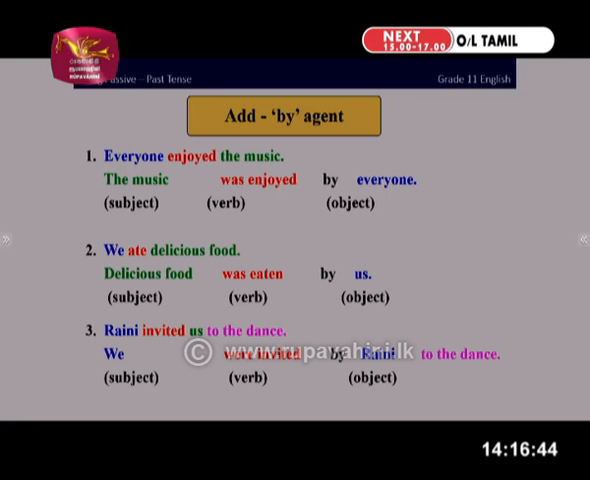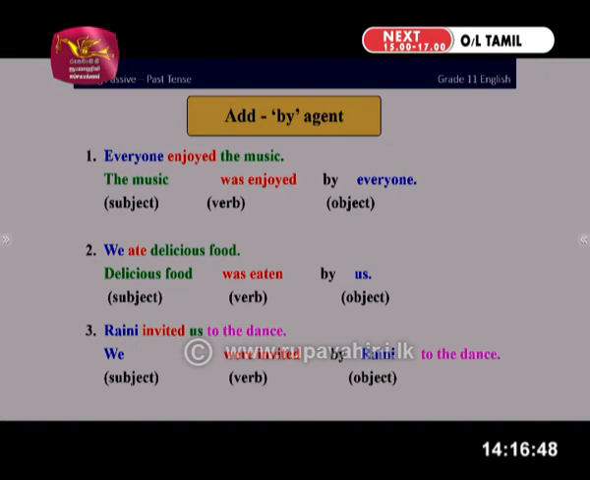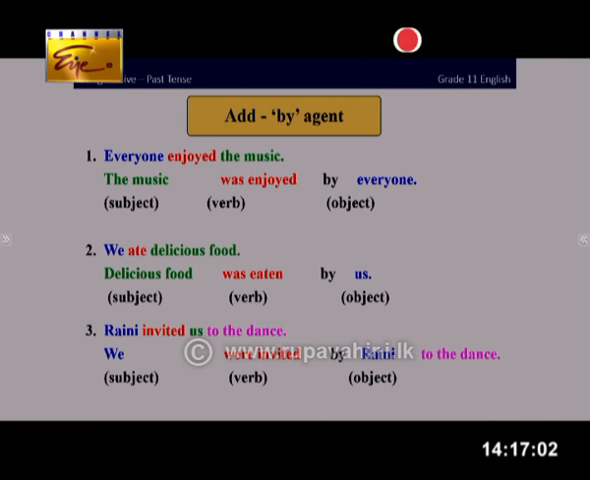Right, what is the next step? Can you see something different here? Something new here? Yes, the title itself tells you, add by agent. You know this word very well. Here we call it the by agent. Where have we used the by agent and why do we use the by agent?